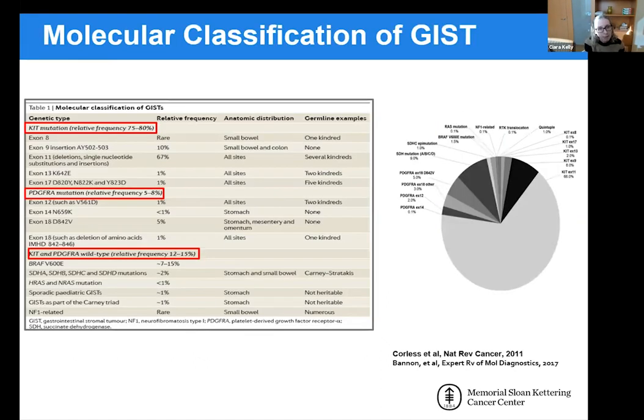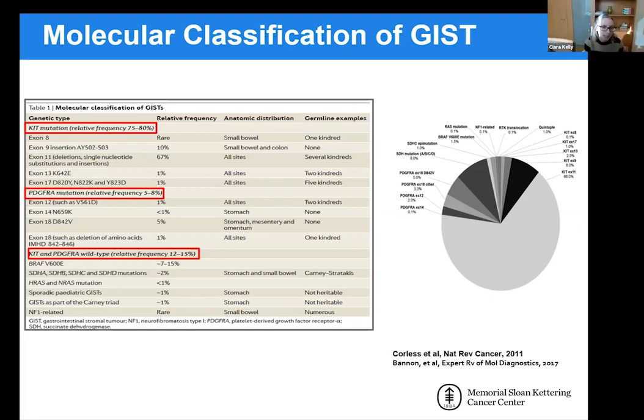So the GIST can now be molecularly classified, and this is essentially looking at the genomic features of the tumor. The majority of GIST harbor mutations in the gene called KIT. Within that, we see most commonly KIT exon 11 mutant GIST. Then next would be KIT exon 9 in about 10% of GIST. And then apart from the KIT gene, we see mutations or alterations in PDGFR alpha in about 5 to 8% of cases. And then we have what we call KIT or PDGFR alpha wild type tumors.